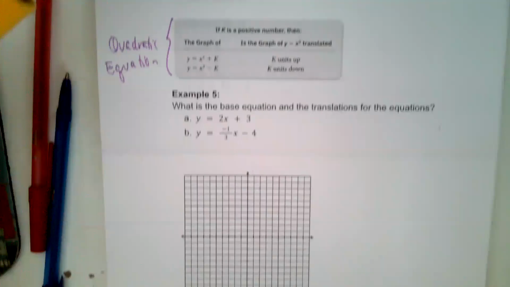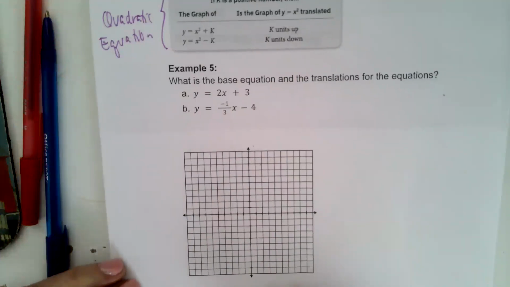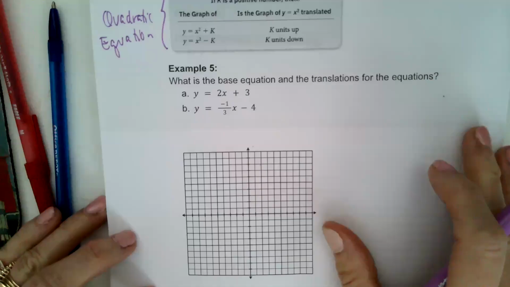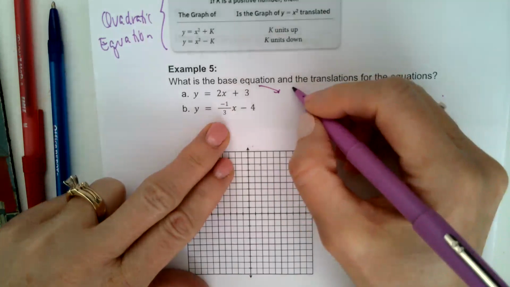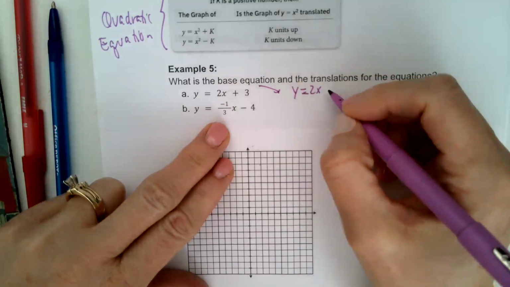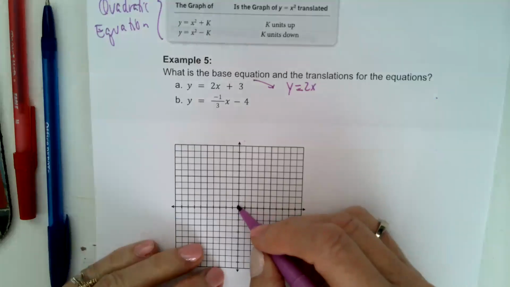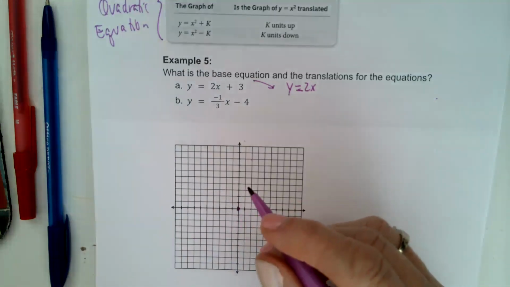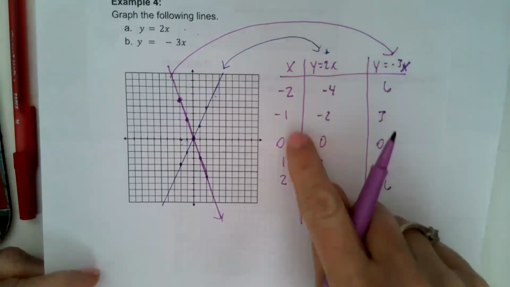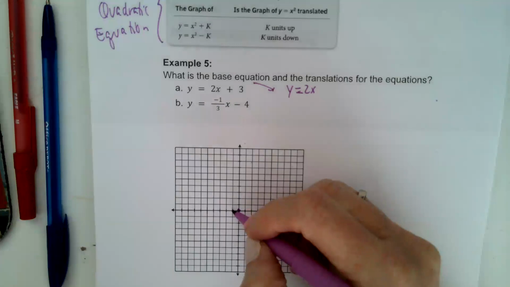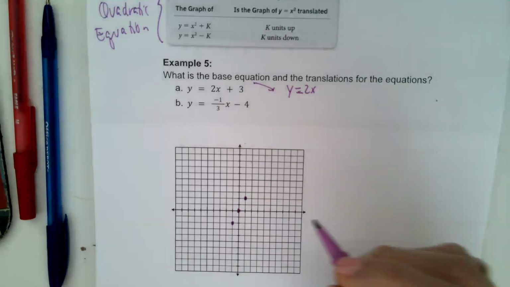So let's look at example 5 here. I want to just focus on the linear and the translations for the linear. So let's look at the base equation. The base equation is just what's happening to x. So the base equation here would just be y equals 2x. Y equals 2x is going to have the point 0, 0. We just looked at that over here, right? The 2x is going to have the point 0, 0, the point negative 1, negative 2, and a positive 1, positive 2. So it's going to look like this.